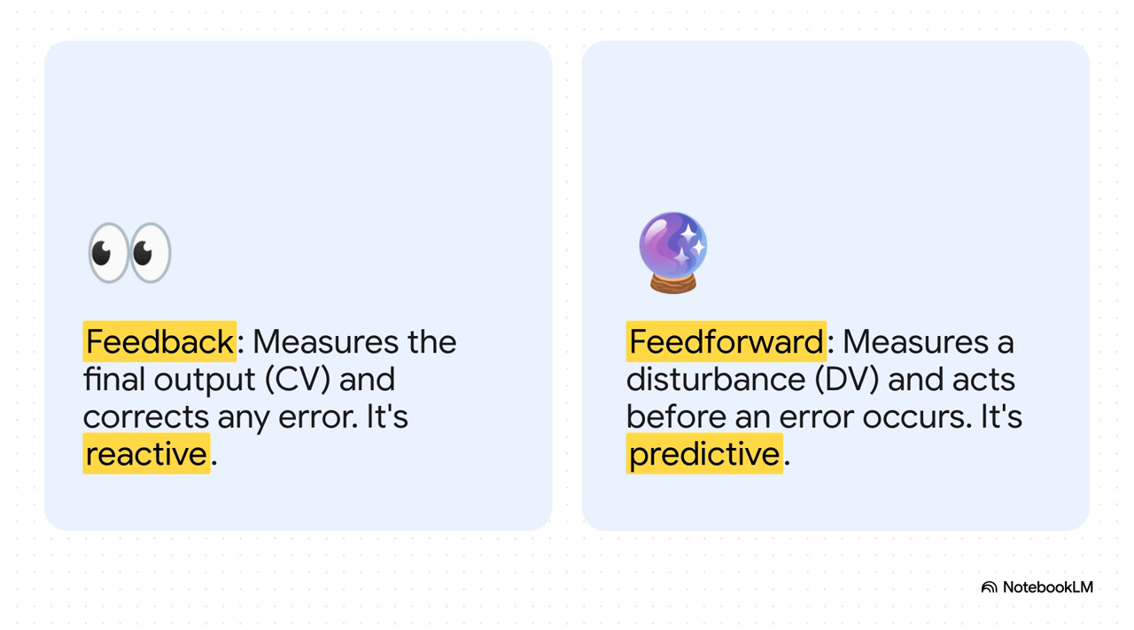Feed-forward control is predictive. It tries to see a disturbance coming and act before it causes a problem. The catch? It can't see everything. Feedback control, on the other hand, is reactive. It doesn't care what caused the problem, an open window, bad raw materials. It just measures the final result, the output, and corrects any error it finds. This amazing ability to handle the unexpected is exactly why it's the absolute workhorse of industrial control.